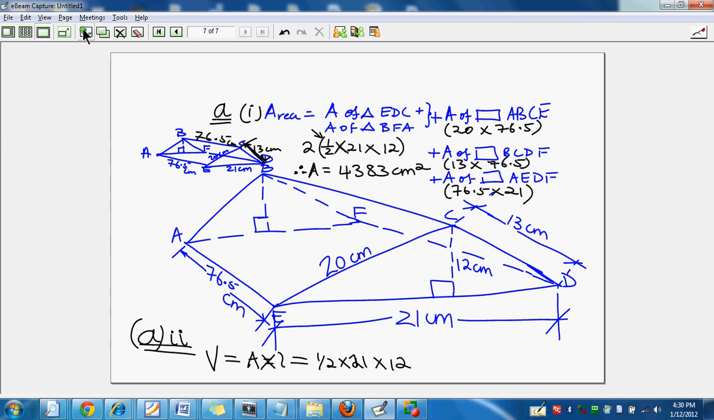And all we have to do now is multiply that by the length perpendicular to it, which will be the length CB, and that will be 76.5. So you multiply that now by 76.5. We're just following the equation. Volume of a prism is the area of the regular cross section by the length perpendicular to it. Once we do that calculation, we will get the answer 9,639 cm cube. So that will be the answer for A part 2.